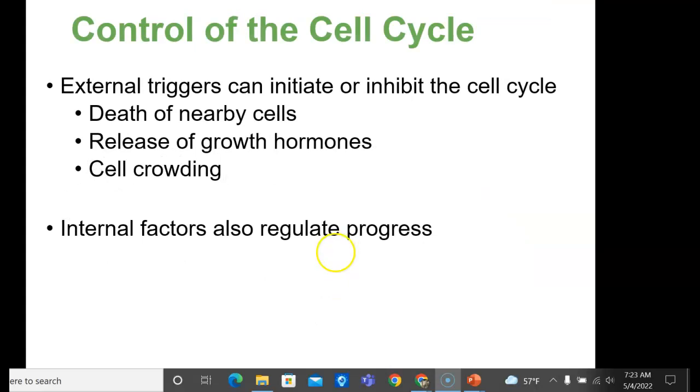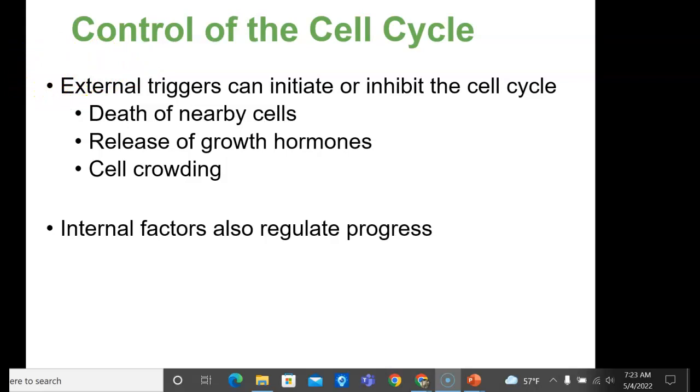Now, to regulate the checkpoints is what we're going to get into. And what we're going to look at is these two factors. One is that there can be things from the outside of a cell, these external triggers, which can be sent in via some type of chemical messenger into the cell to either initiate or start it moving forward in the cell cycle, or to inhibit it.